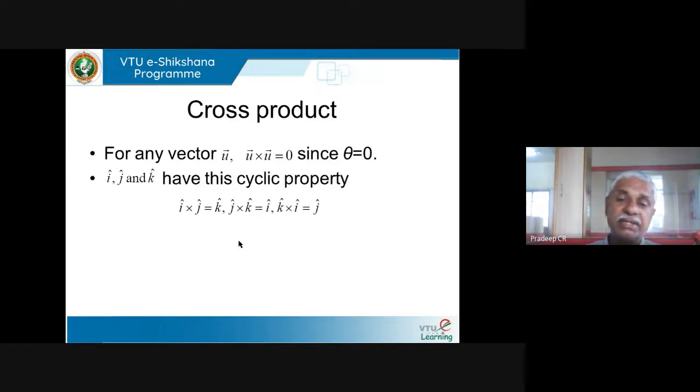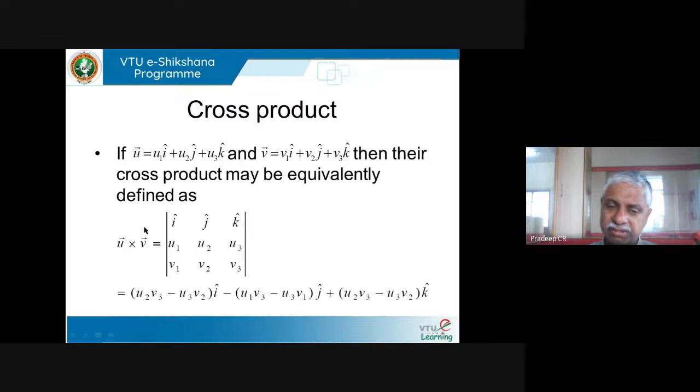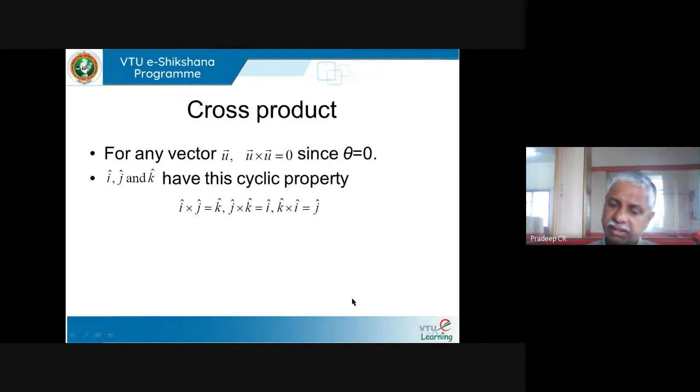And i, j, k have this cyclic property. i cross j is k, j cross k is i, k cross i is j. It's like a cycle: i, j, k. From i and j comes k, from j and k comes i, from k and i comes j. Easy to see these things. If you don't want to mug it up, you can always use this definition. i means 1, 0, 0, j means 0, 1, 0. So if you want i cross j, u1 is 1, u2 is 0, u3 is 0, v1 is 0, v2 is 1, and v3 is 0. So substitute those and you will see it is equal to k. Similarly, j cross k is also i, k cross i is also j.